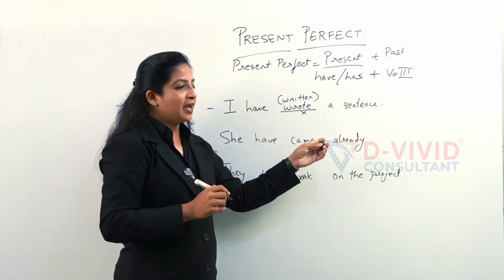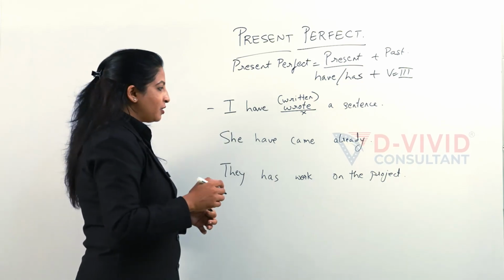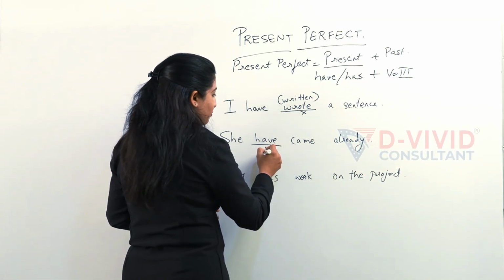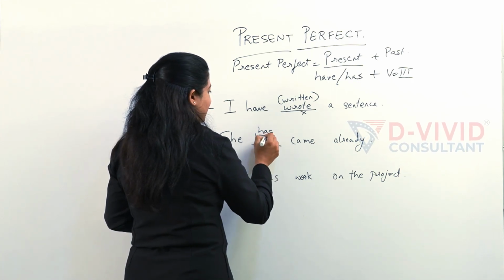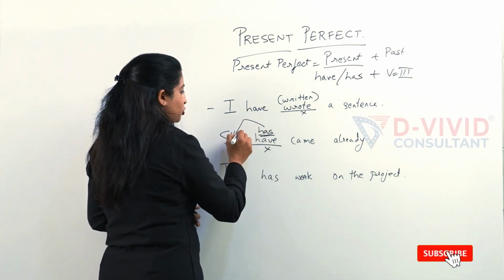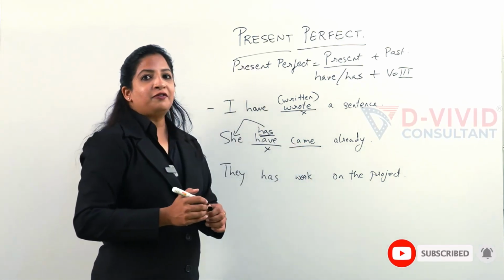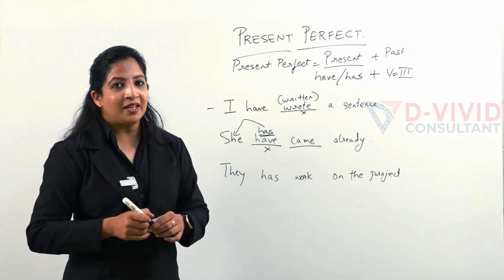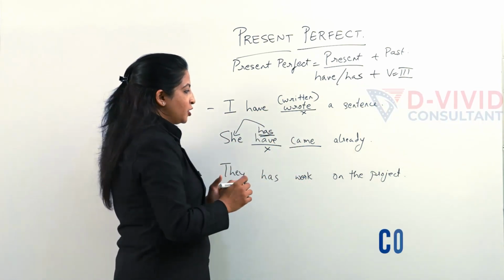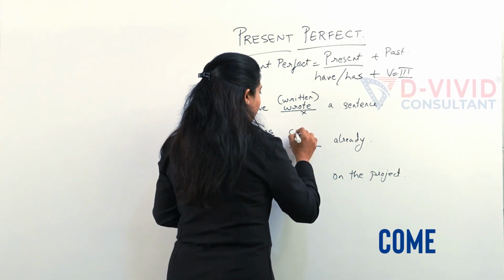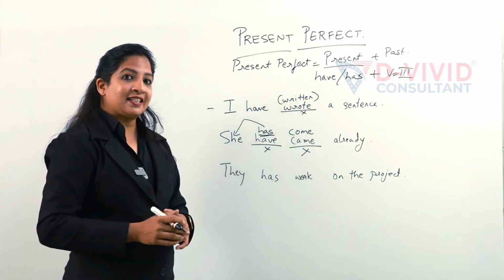She have came already. So how many errors are there? There are 2 errors. I have used have, and the correct verb should be has, because I have she. The third form of come is not came, it is come. Like come, came, and come. So again, this is incorrect, and this is the right sentence.